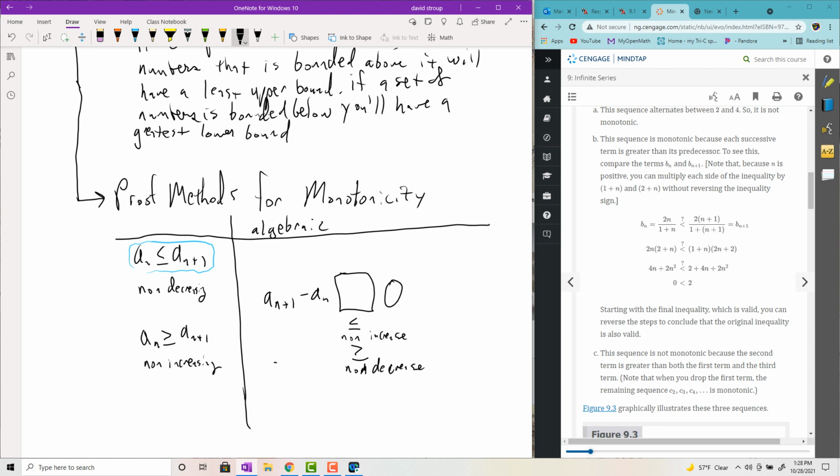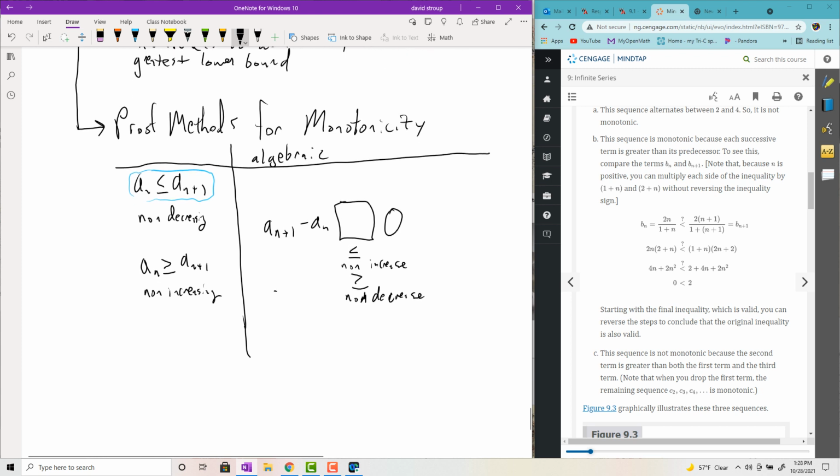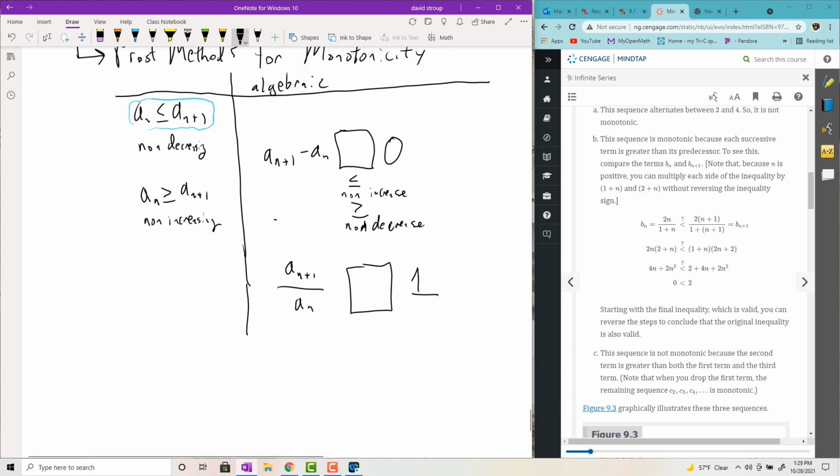The next algebraic test is to compare the ratio to 1. So imagine that blue inequality. If you divide both sides by a sub n, you get this ratio, a sub n plus 1 all over a sub n. You want to compare that to the number 1. If it is less than or equal to 1, the a sub n plus 1 term, the next term in line, is smaller, so it's non-increasing. If it's greater than or equal to 1, it is non-decreasing. It's a little confusing, I know.